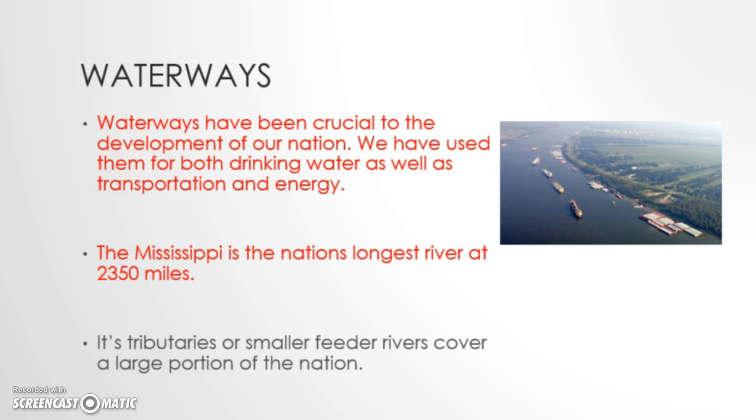Waterways are crucial to our nation as well, and they too represent a landform. We use water for drinking, but also for transportation and energy. By far, the Mississippi is the nation's longest river, and it's almost 2,350 miles long. Its tributaries, or small feeder rivers, cover a large part of the nation. Not only has the Mississippi been used as a source of drinking water in the past, it is also one of the main hubs of transportation for our nation, and it's become crucial over the course of our history as transportation.